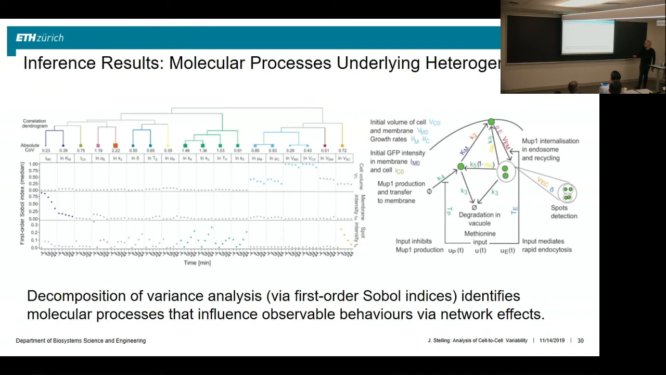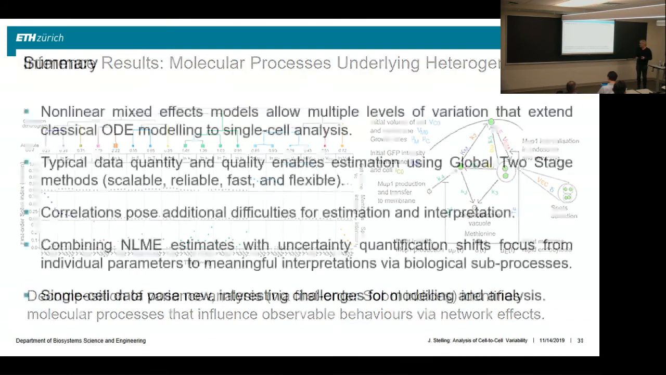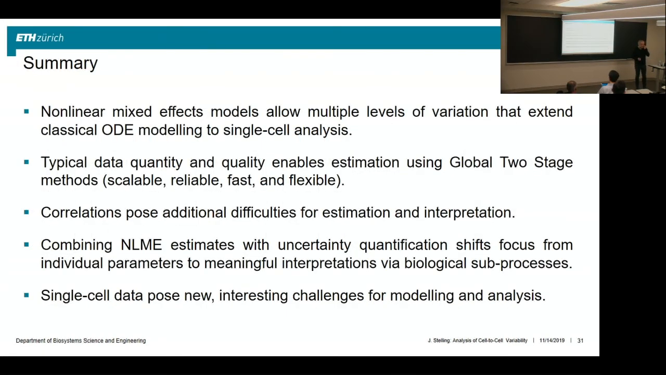There are other things together. Bottom line here is if you try to decompose these variances, I think you can get interesting insights into which molecular processes determine which aspect of observed heterogeneity you can identify for researchers. That's a bit of a summary.